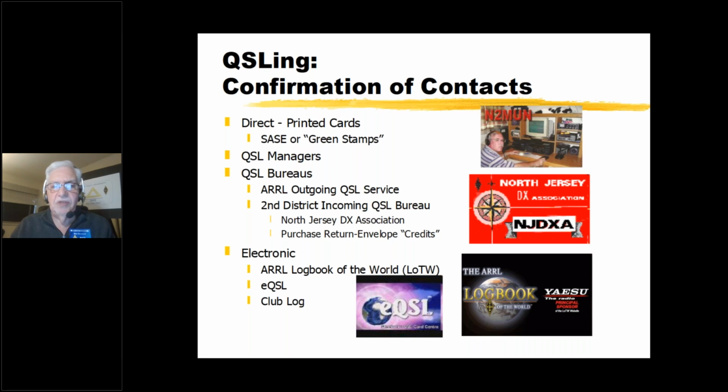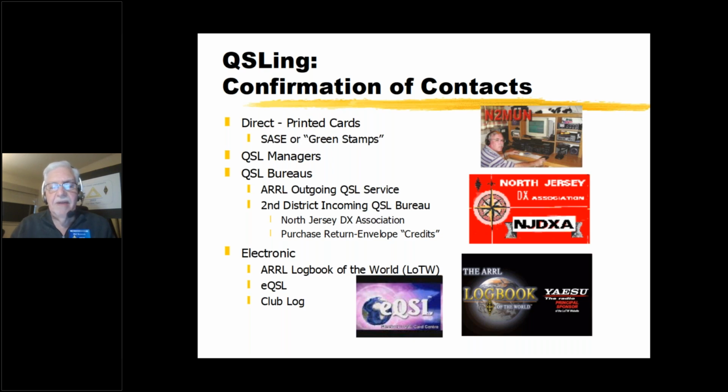In the 2nd call district, it's the North Jersey DX Association. The way QSL bureaus work, incoming bureaus, is you either send them stamped envelopes, or more often you purchase return envelope credits from them, either by sending them a check or by going on one of the online payment services to send them money to fund the postage. The ARRL outgoing QSL service is for members. If you go to the ARRL website, there's an explanation of the outgoing QSL service and how that works.